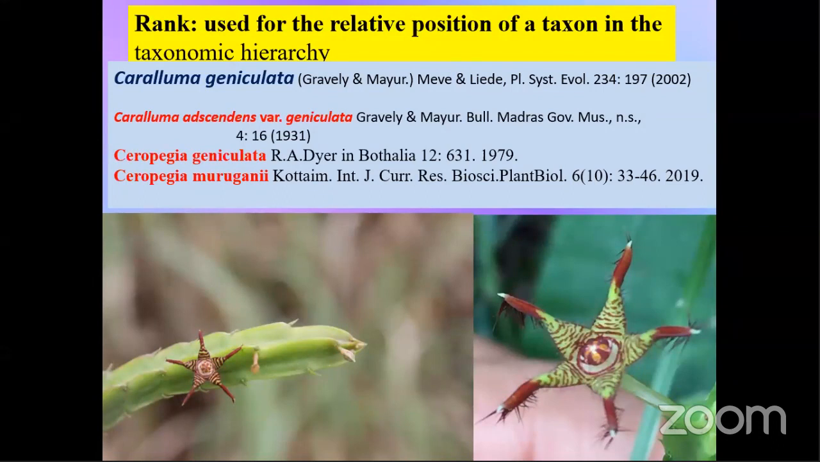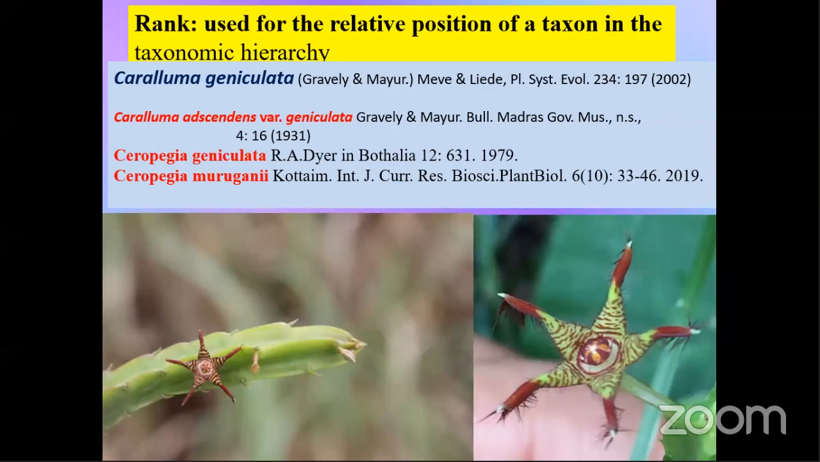Like that, rank may be divided. You can see the rank is used for the relative position in the taxonomic hierarchy that we have to follow. You can see Caralluma adscendens variety geniculata was first published by Graveley and Mayur Nayak. Later, variety geniculata went to the species level.